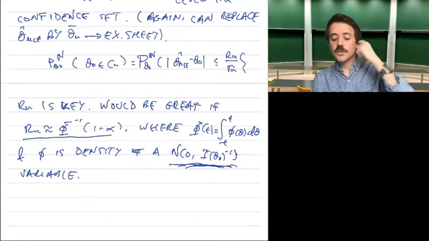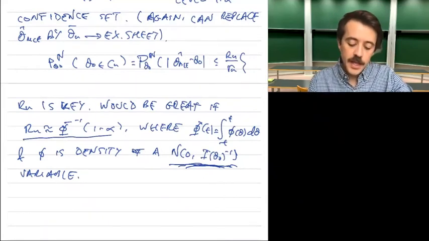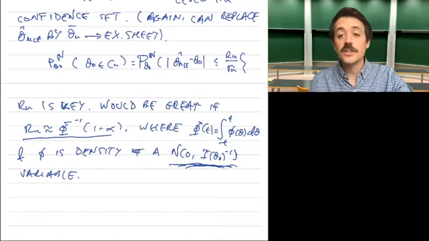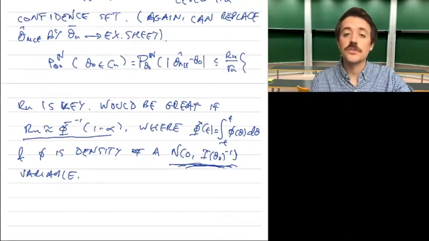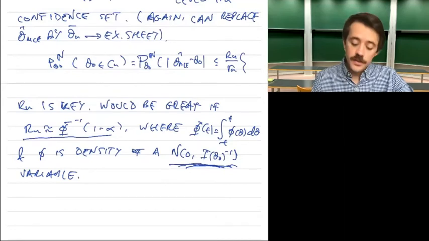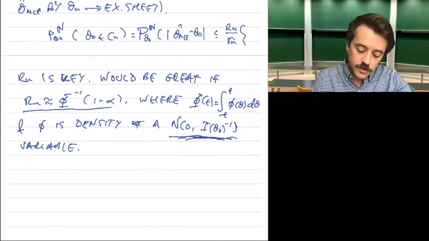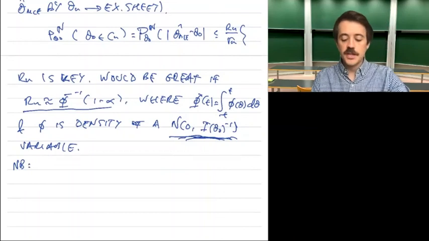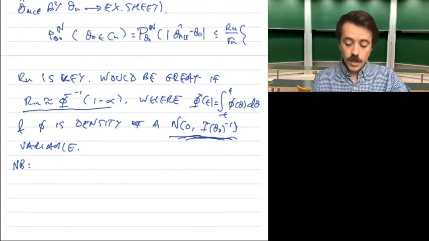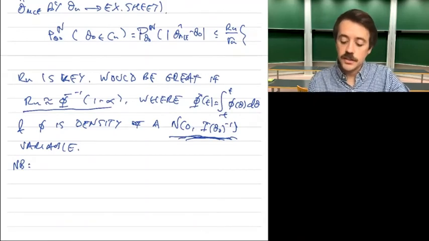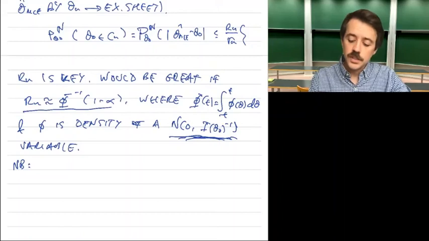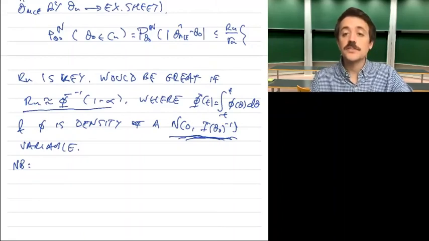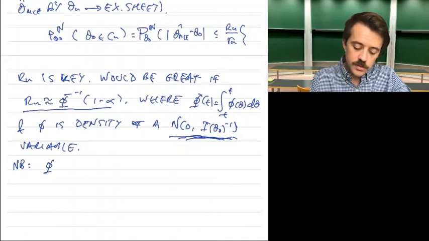So we need some sort of convergence of Rn to this value, that would be ideal, and that's exactly what we're going to show. Let's note that because capital Phi is nearly a distribution function of this normal distribution, we can invert it. So it is invertible. If you're not convinced, just think about it a bit.